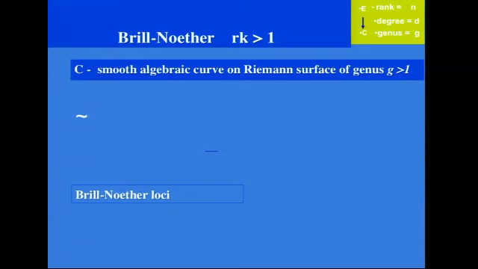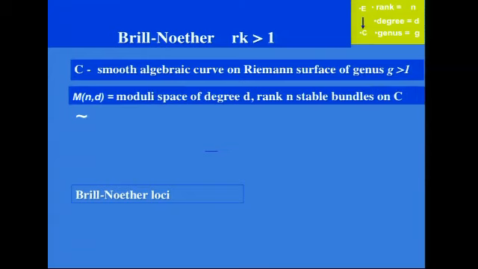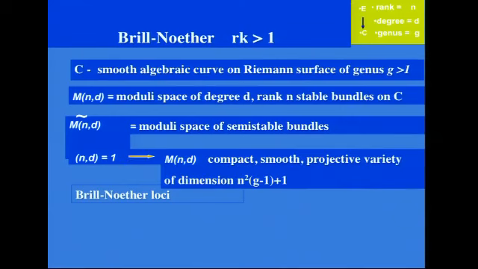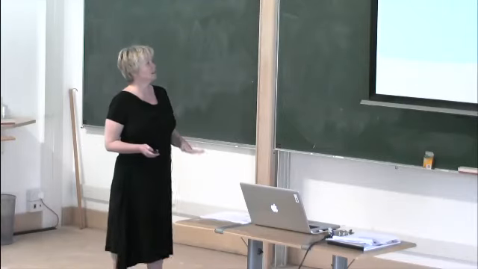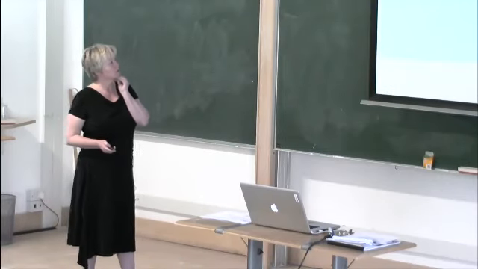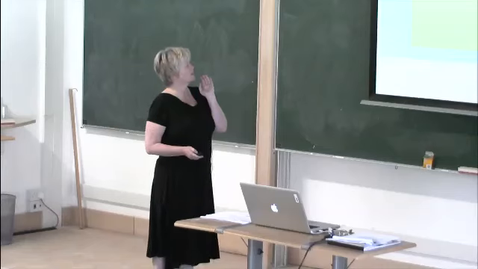We have our moduli space, and the moduli space for semi-stable bundles is not the same as the moduli space for stable bundles. We have a nice situation, because our moduli space, when n and d are coprime, is a very nice variety, of easy-to-calculate dimension, n squared (g minus 1) plus 1. Now, what we really want to study are subvarieties in it.